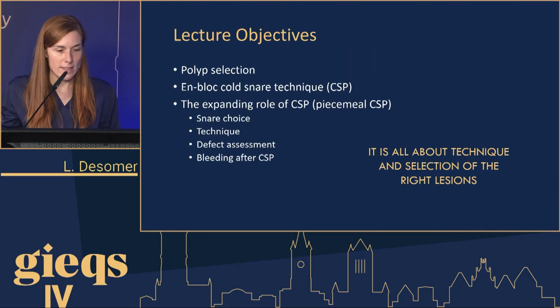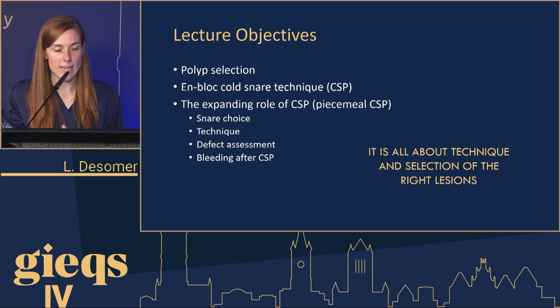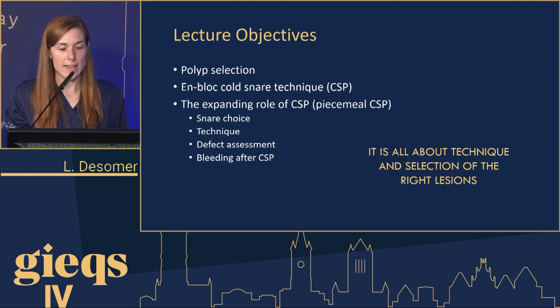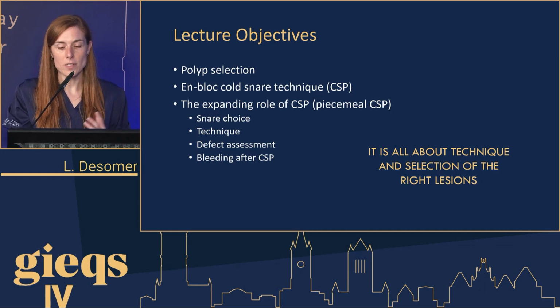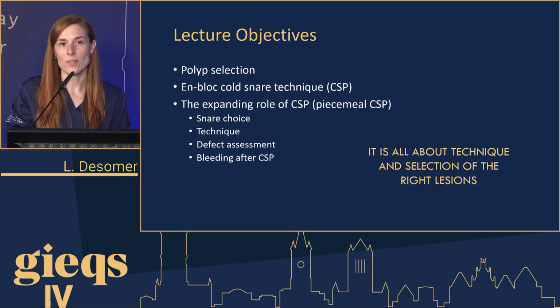I'll talk about the lecture objectives. First, it's about polyp selection. It's about technique and the expanding role of cold snare polypectomy, where we have to bear in mind snare choice, technique, defect assessment, and bleeding after cold snare polypectomy. It's, in other words, all about technique and selection of the right lesions.